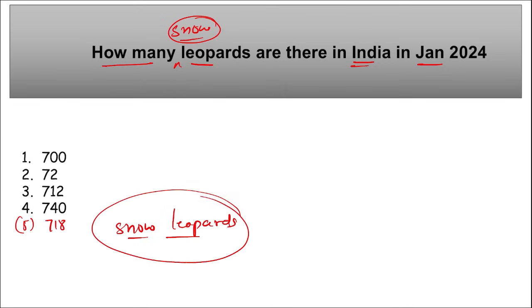The main important thing is not the number that I want to tell you. It is that this was the first ever scientific study that reported the population of snow leopards, and this was SPAI. What is SPAI? Snow Leopard Population Assessment in India. I repeat, Snow Leopard Population Assessment in India, and this was the first ever such kind of scientific study.